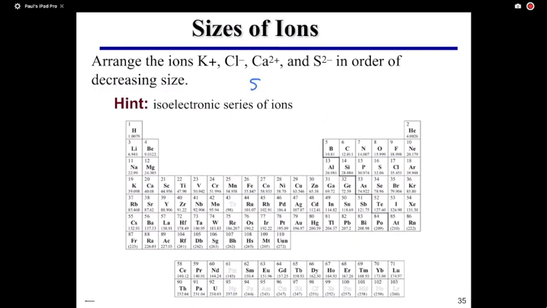Sulfur 2 minus. And then the next biggest one, fluorine. The next biggest one, calcium, or potassium, has only lost 1. And the smallest one, calcium plus 2, is the smallest one.